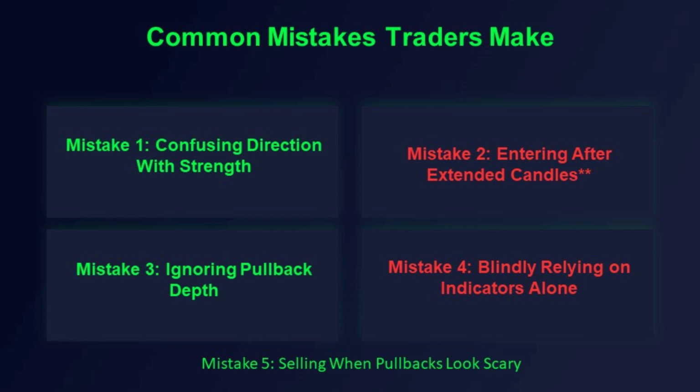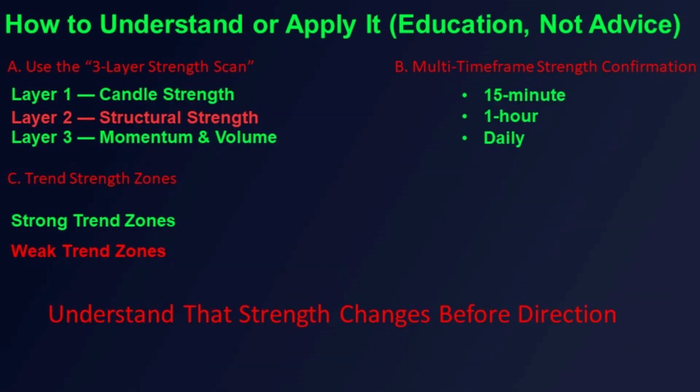Mistake 5: selling when pullbacks look scary. Retail often exits perfectly healthy trends because they misread temporary pauses as weakness. How to understand and apply it? Education only, not advice. Here is an educational framework for reading trend strength. Use the 3-layer strength scan.